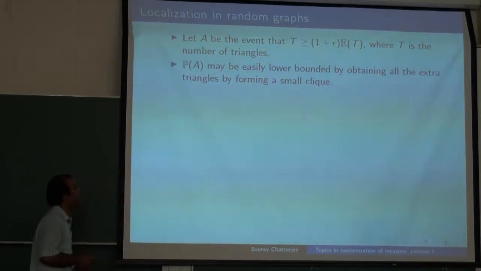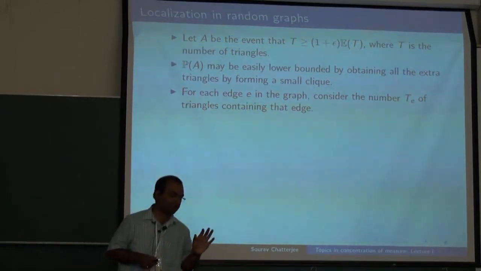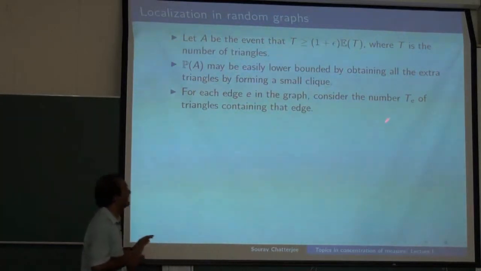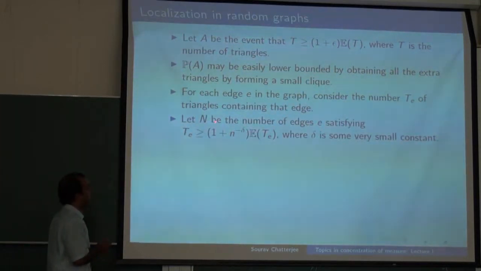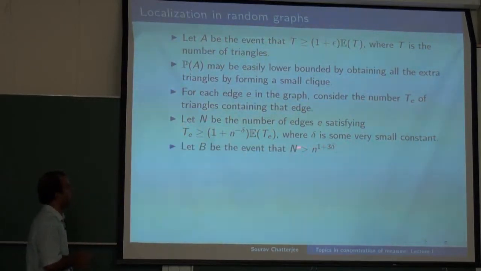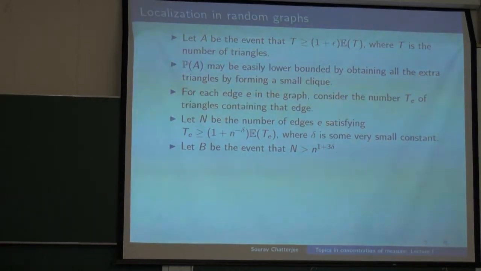Now for each edge, consider the number of triangles containing that edge. Edge meaning not an edge in the graph actually, but an edge in the complete graph. So you take any pair of vertices and consider the number of triangles containing that pair. And let n be the number of edges which support too many triangles. And let b be the event that this number is pretty large, not n squared, but kind of big.